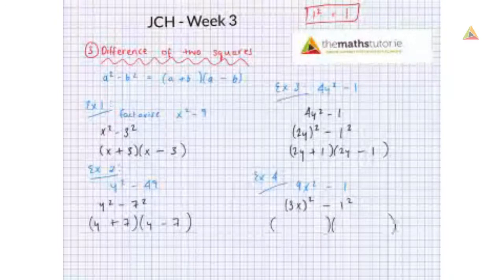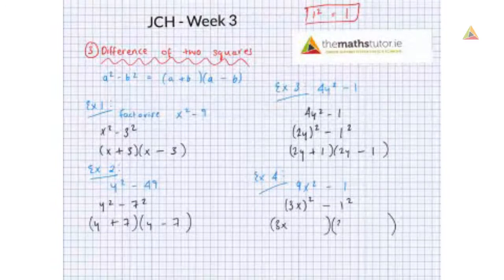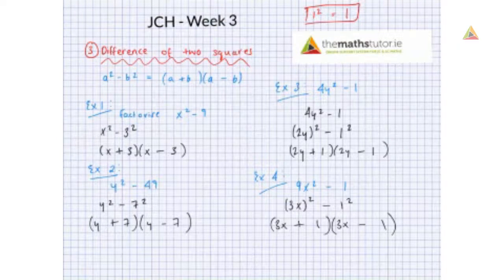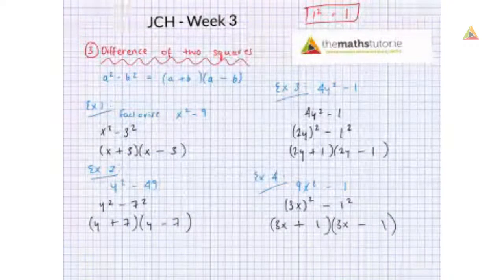Open up your brackets. 3x in the first, 3x in the second. 1 in the first, 1 in the second. Plus with 1, minus with the other. So that's it for difference of two squares.